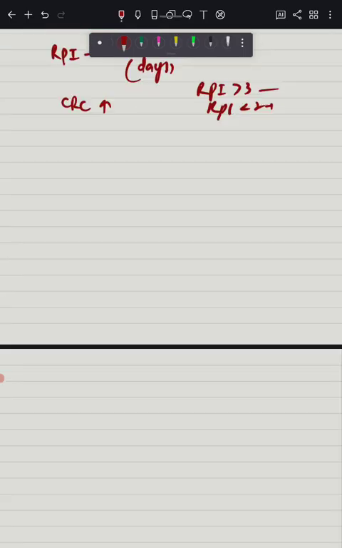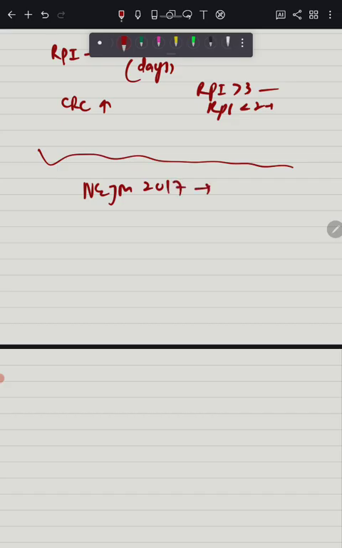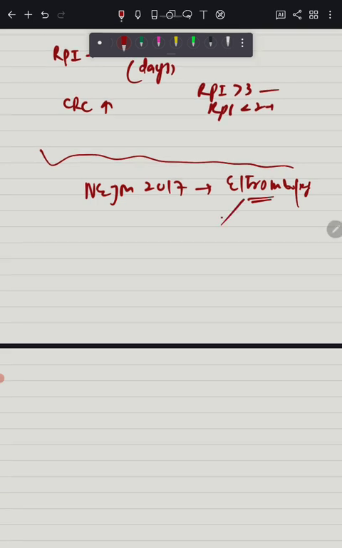Now we know that as per NEJM 2017, this one drug, Eltrombopag, was added upfront in IST because it improved and increased response in adults, and is used in refractory aplastic anemia. It's also added to IST in adults.